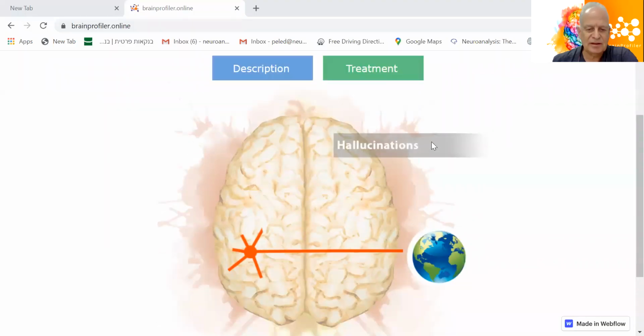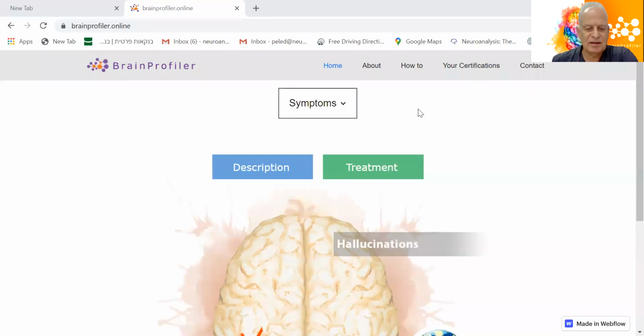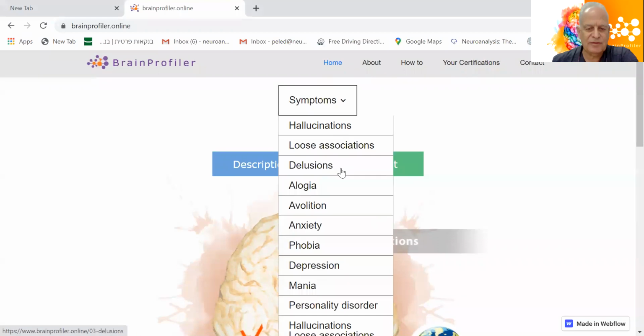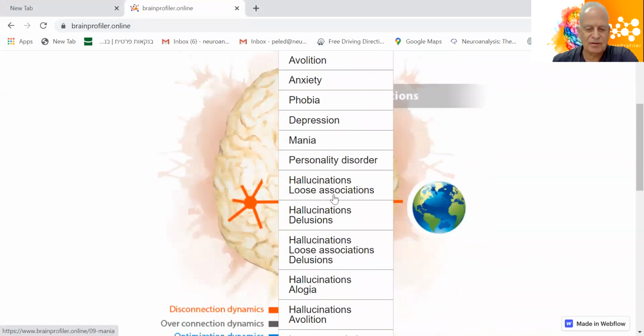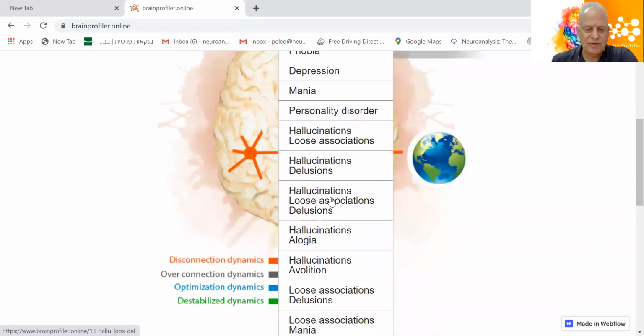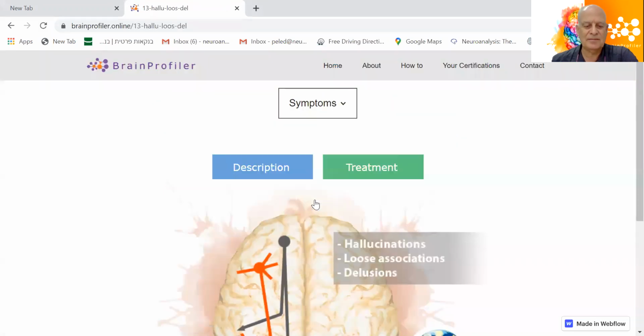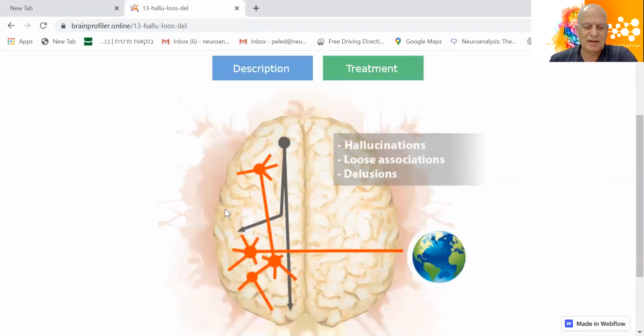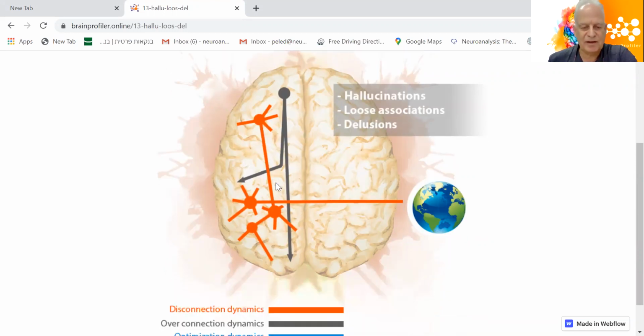When we go to the Brain Profiler Neuroanalytic page, as you can see here, we press the symptom button and we look for the symptoms and the combination. You can see the combination of symptoms until we find hallucinations, loosening of associations, and delusions. We press that and we get a schematic drawing of the disturbance of this specific phenomenological pattern.